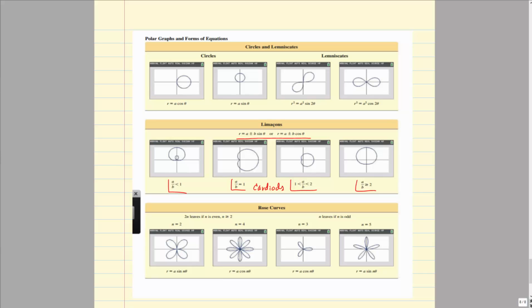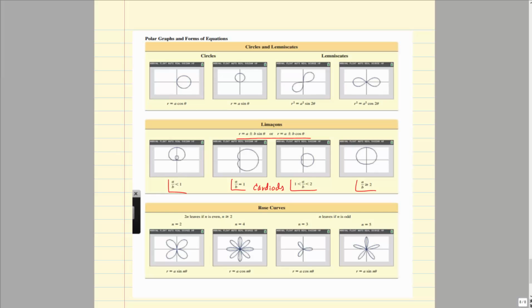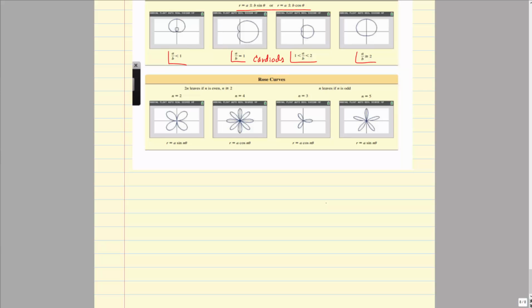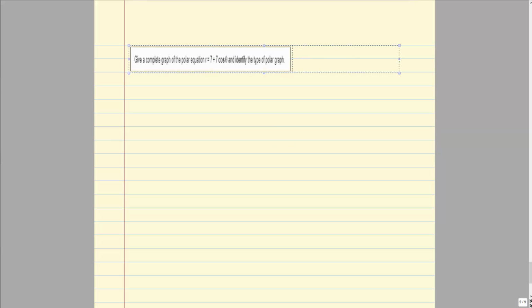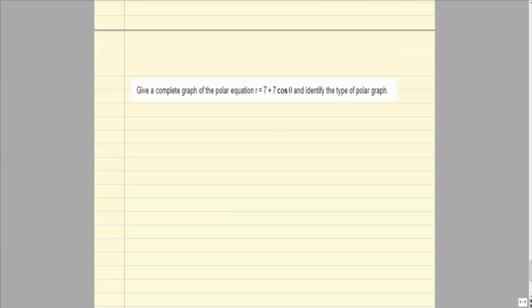Okay, let's go ahead and pull this one in. If you didn't have a calculator to help you with these, what you would do is plot a few points to come up with which one is your correct graph. But believe me, it's a lot easier if you can graph these. So: give a complete graph of the polar equation r equals 7 plus 7 cosine theta and identify the type of the graph.